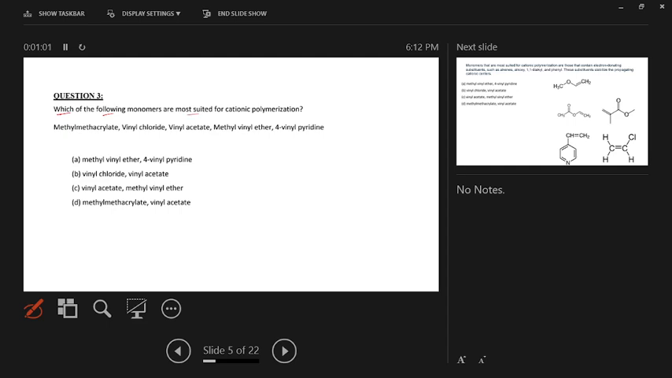Which of the following monomers are most suited for cation polymerization? Cation polymerization means, okay, this is the cationic polymerization. Suppose it is attacking on a C double bond C, then it will make, you can say, this double bond, suppose, N, then CH2. So it is making this cation.